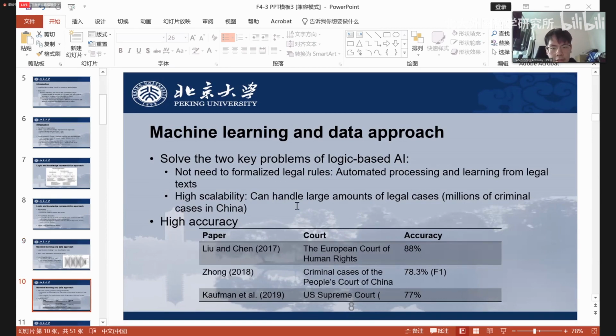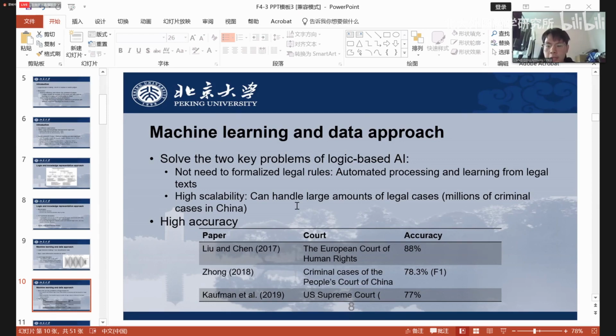So this approach solves the two main problems of logic-based AI. Machine learning doesn't need to formalize legal rules, so it can automatically process and learn from the legal texts. So there is no need for the legal expert to teach the machine how to learn these legal rules. And also it has high scalability. It can handle a larger amount of legal cases.